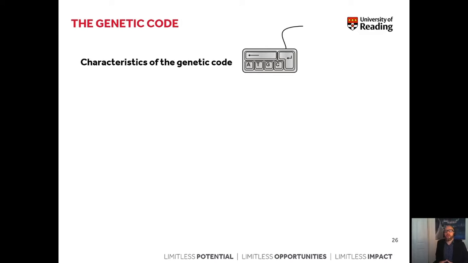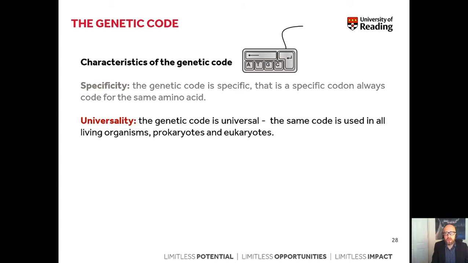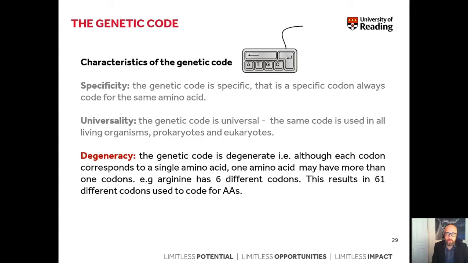So what are the genetic code characteristics that we need to remember? First of all, the genetic code is specific. We also need to remember that the genetic code is universal. The same code is used in all living organisms, in prokaryotes, but also in eukaryotes, including humans. Moreover, the genetic code is degenerate. That means, although each codon corresponds to a single amino acid, one amino acid may have more than one codon. And as we have seen in the last session, arginine, for example, has 6 of those.